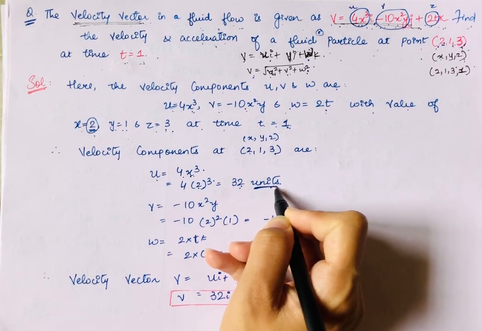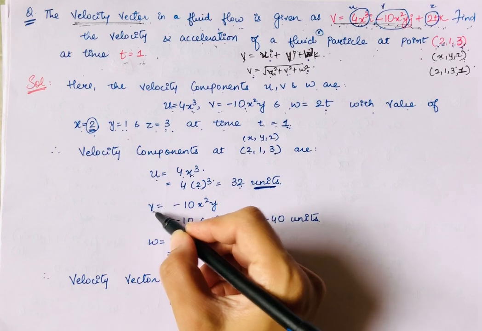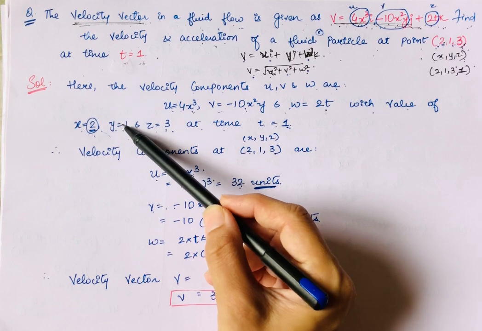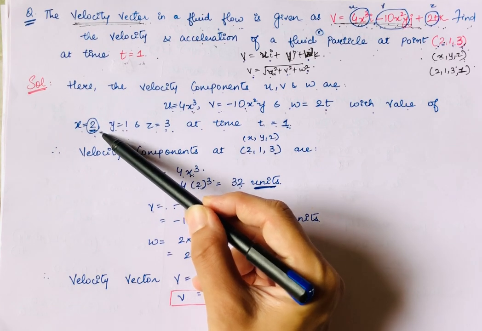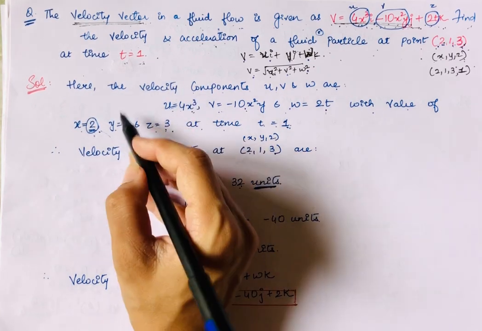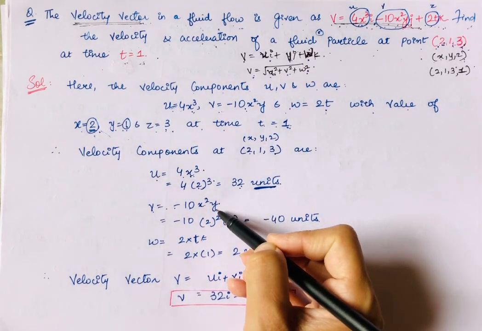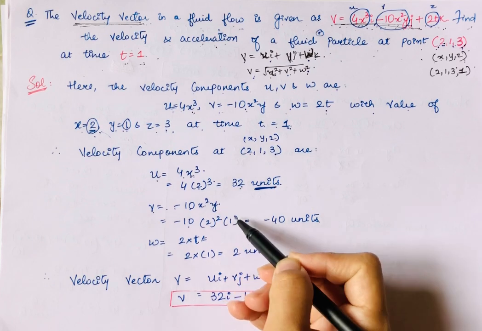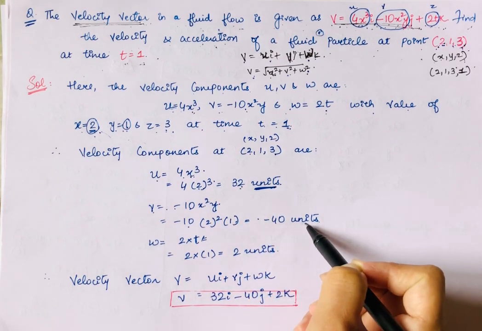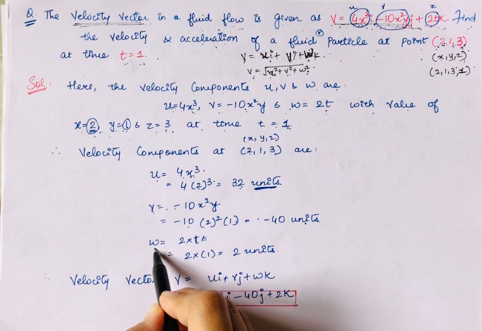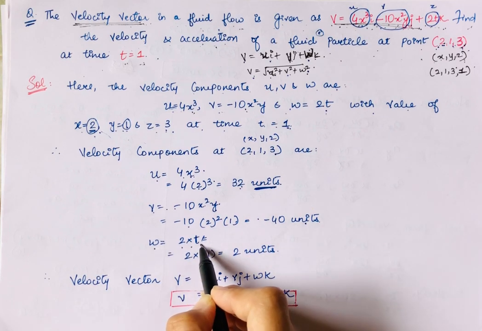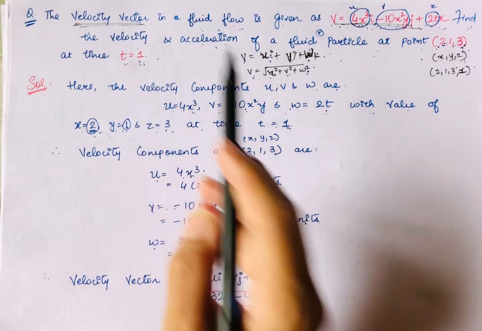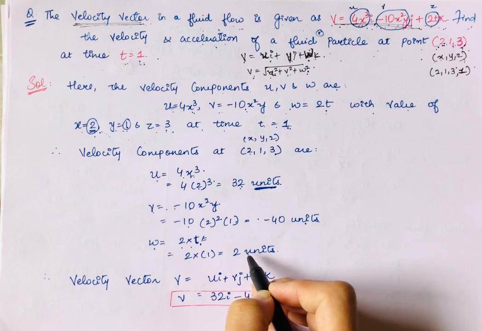We will say it in terms of units. Similarly, v = −10x²y, the values of x and y are given, so in place of x we will write 2, in place of y we will write 1. Substituting those values, −10 × 2² × 1 = −40 units, and similarly w = 2 × t. Okay, so the value of t = 1, which has already been given in the question, so 2 × 1 = 2 units.